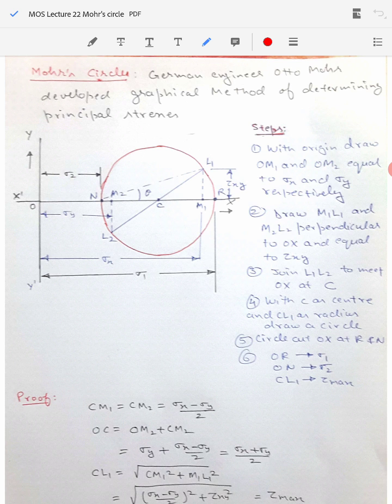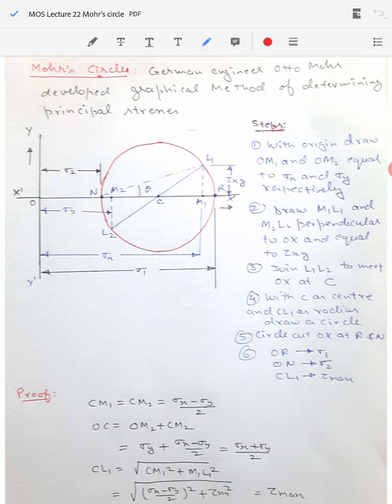So we need to choose a scale to plot the values of sigma x, sigma y and tau xy and so on. After choosing that scale with origin O, we draw OM1 and OM2, which are equal to sigma x and sigma y respectively on that scale. After that, we find the positions of M1 and M2, which are shown here like these points. This is M1 and this is M2. We will draw M1 L1 and M2 L2 perpendicular to the OX axis, the horizontal axis, and the lengths of L1 M1 and L2 M2 should be equal to tau xy.